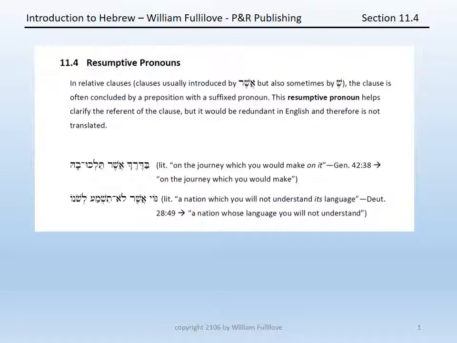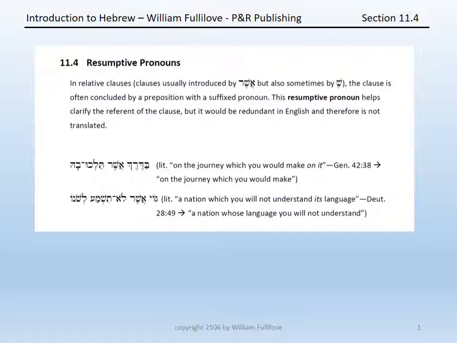In order to be clear, Hebrew will often, when using a relative clause, use also what we call a resumptive pronoun. You will remember that relative clauses are clauses that are introduced usually by asher, but also sometimes by a shin prefix. These clauses, when necessary to remove ambiguity, will often be concluded by a preposition that has a suffix pronoun. This suffixed pronoun on the preposition is called a resumptive pronoun, and it helps clarify how the relative clause refers to the rest of the sentence.